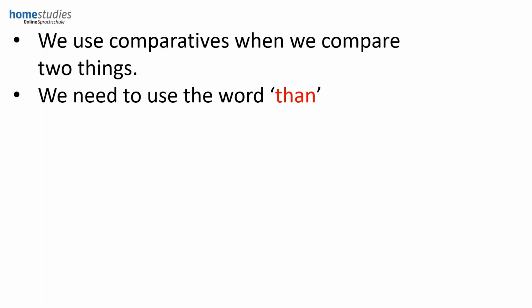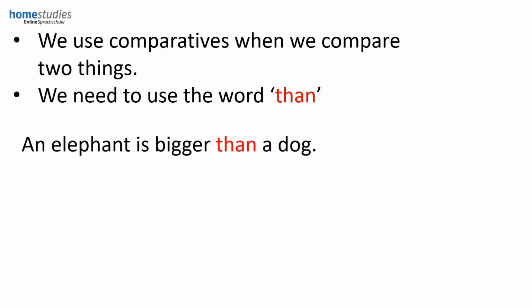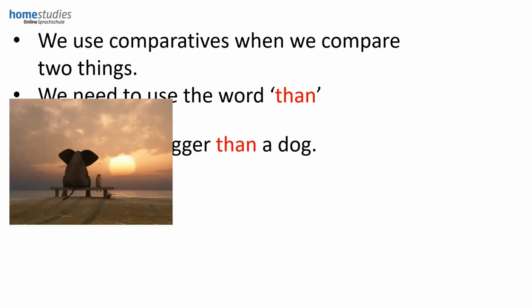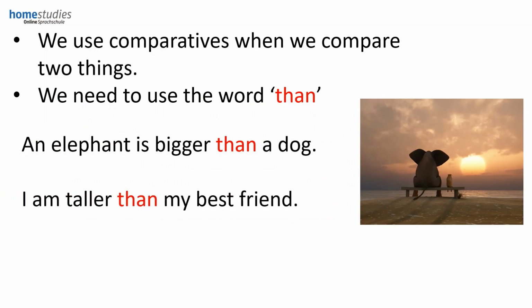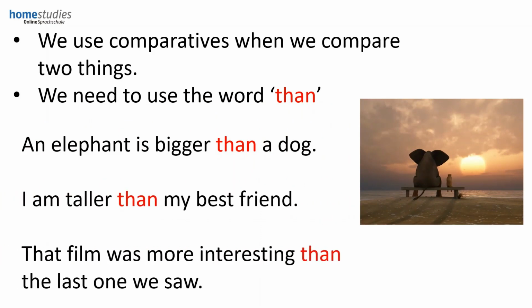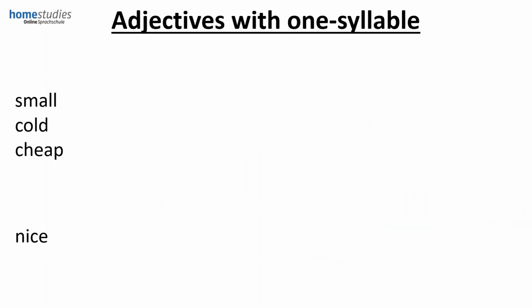Let's have a look at some examples. An elephant is bigger than a dog. I am taller than my best friend. That film was more interesting than the last one we saw. So in all these examples, we are comparing two things and therefore we need to use the word than to do this. Let's have a look at the structure.